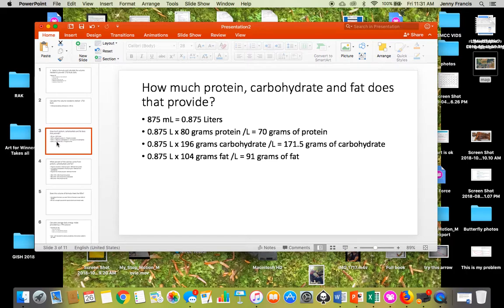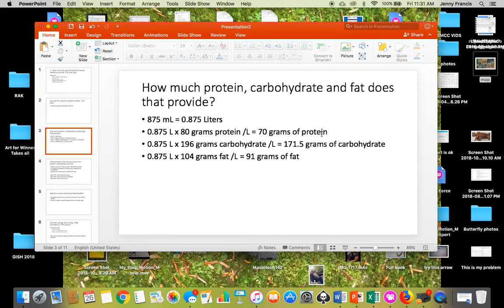So referring back to that chart where it said, for example, Nutren provides 80 grams of protein per liter, I'm not giving a whole liter of formula. I'm giving 0.875 liters. So I need to multiply 0.875 liters times 80 grams of protein. That equals 70 grams of protein.